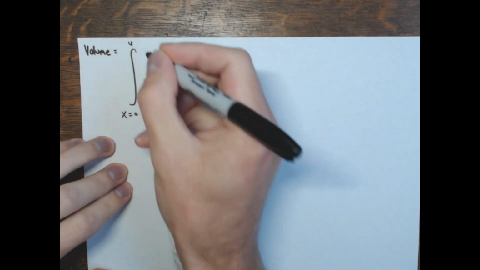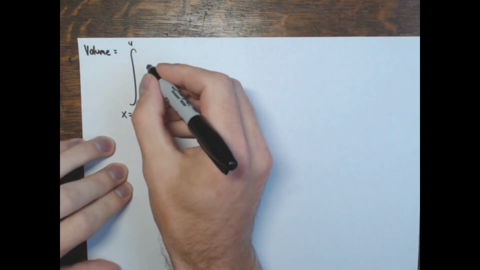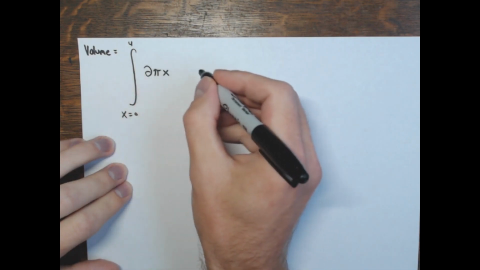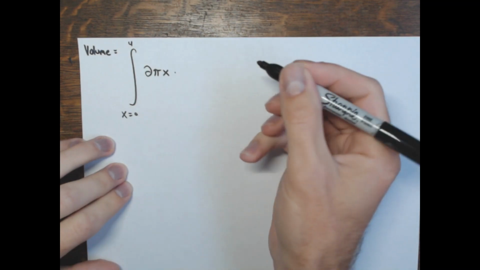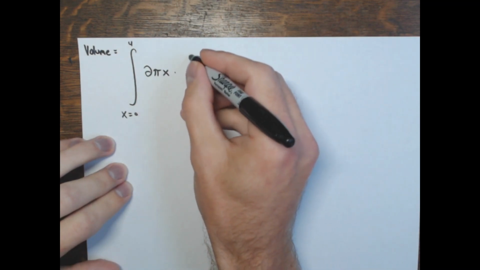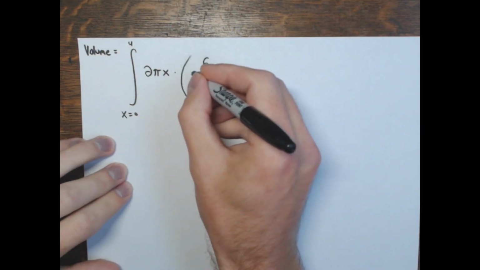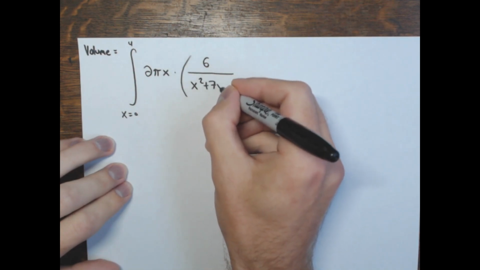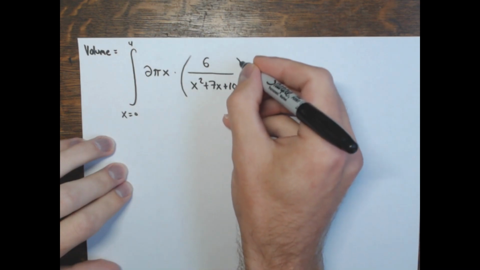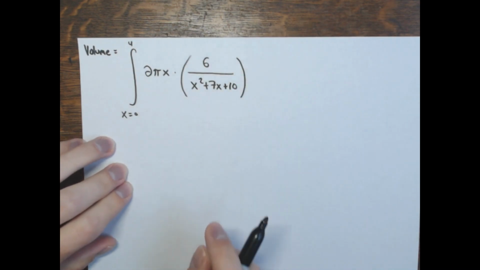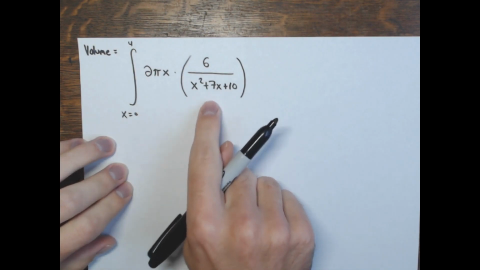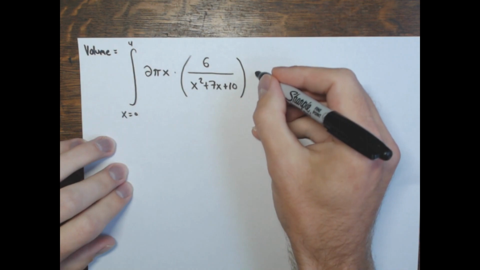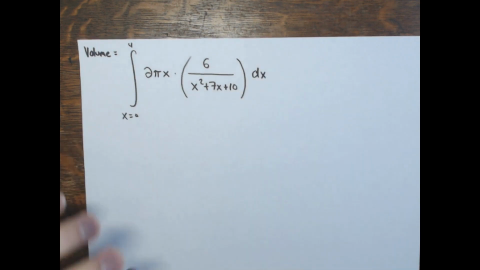So the volume of the solid that they're talking about here is going to be the integral from x equals 0 to 4, right? My interval was 0 to 4, of the circumference of rotation, 2 pi x, times the height of each shell, which is the value of the function, so times 6 over x squared plus 7x plus 10, and then times the thickness, dx.